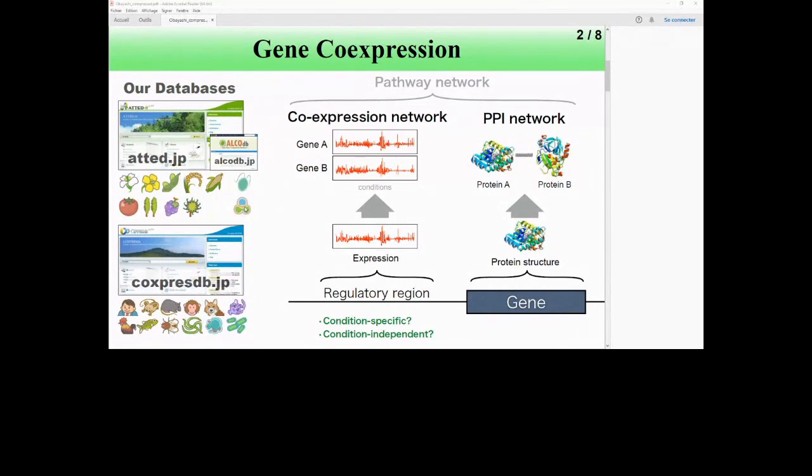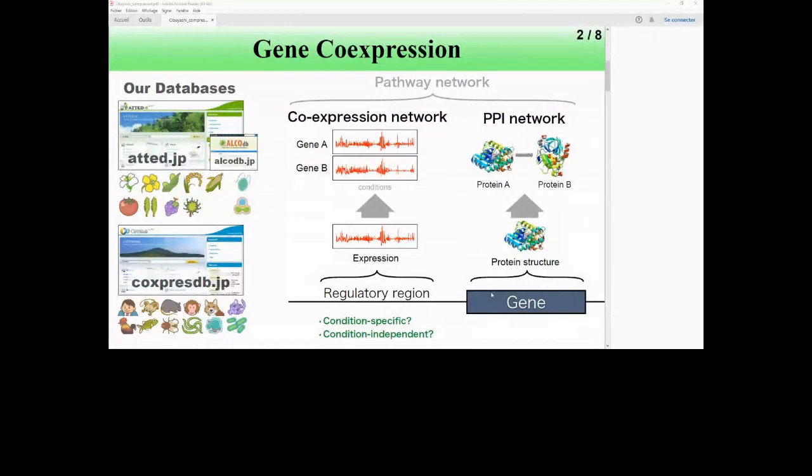Gene co-expression is, at least for me, an interesting topic because, first, it describes gene-to-gene relationships, so we can easily draw a gene network, just like a protein-protein interaction network. Importantly, both the protein-protein interaction network and the co-expression network reflect genome information, but the aspect is different. The protein-protein interaction network is derived from the coding region of the genome sequence.